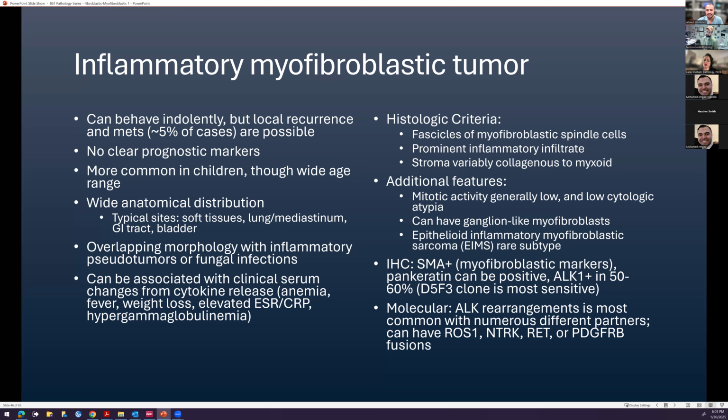And these things can actually be associated with some weird cytokine release. So patients can get almost like B symptoms, right? Fevers, anemias, weight loss, and hypergammaglobulinemia as well.